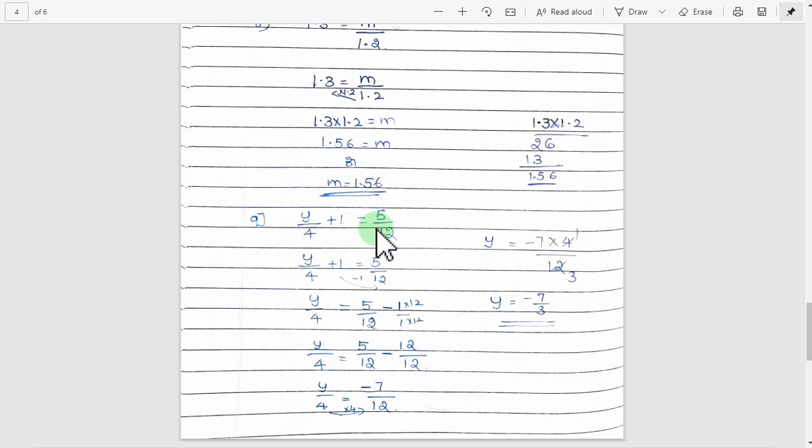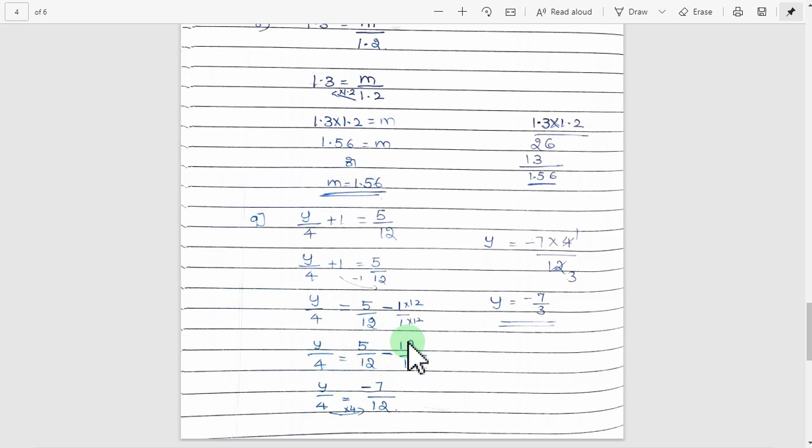y/4 + 1 = 5/12. Now we have to take 1 to the other side. 5/12 - 1. Make 1 a fraction, 1/1, and if it is 1, no need to find the LCM out. 12 is the LCM. Multiply 12 to the numerator and denominator. y/4 is on the right hand side, carry that to the next step.